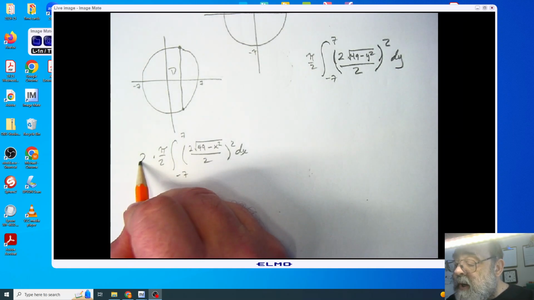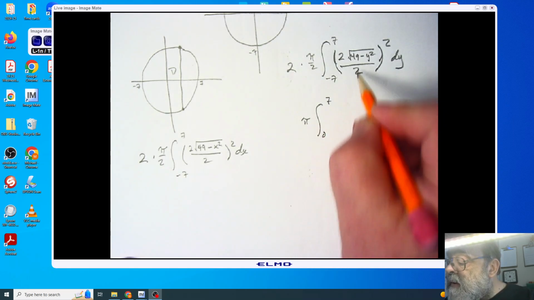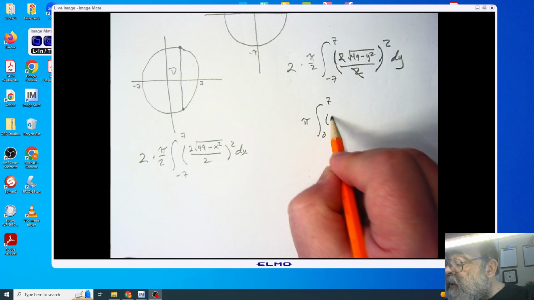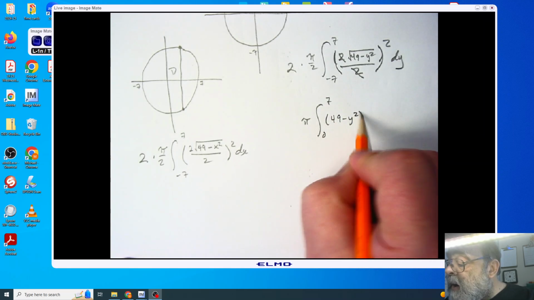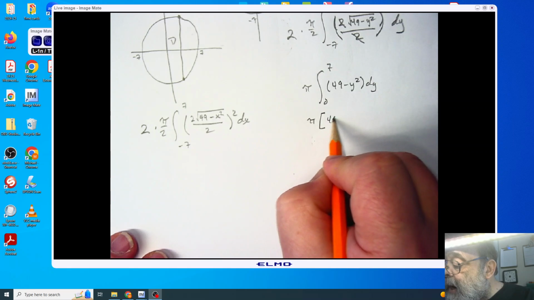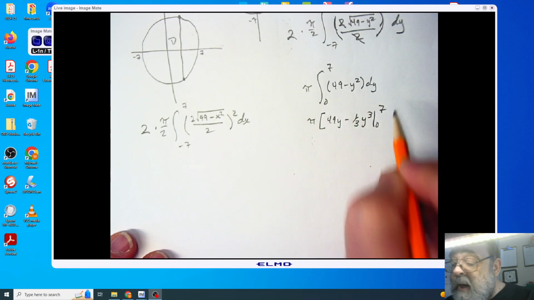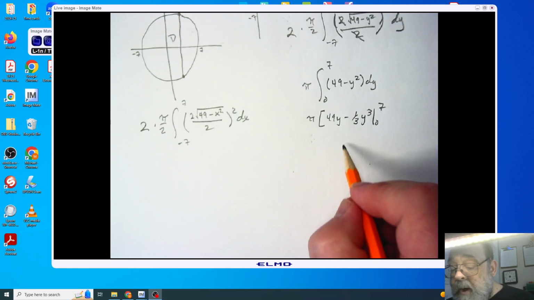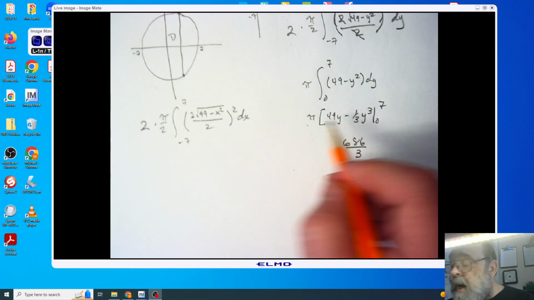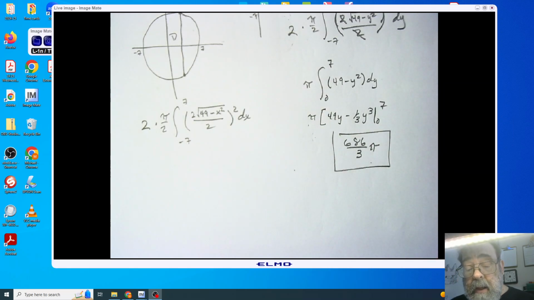In both cases, we're going to use our even power rule. It's going to give us pi, integration 0 to 7. The 2's are going to cancel. The radical is going to get moved away, leaving me with 49 minus y squared dy. This gives me pi multiplied by 49y minus 1/3 y cubed, 0 to 7. And just as we saw before, we're going to get 686 thirds, and I multiply by that pi, and that's going to give me 686 thirds pi. And there's my answer.